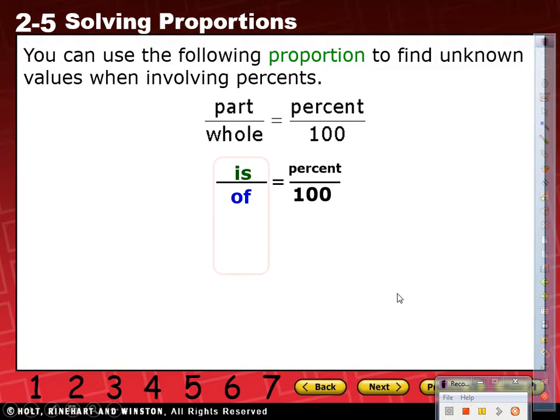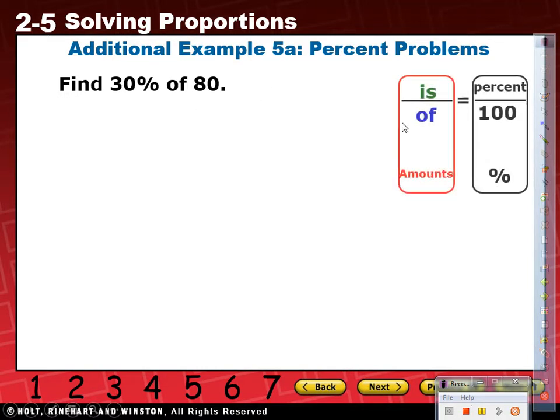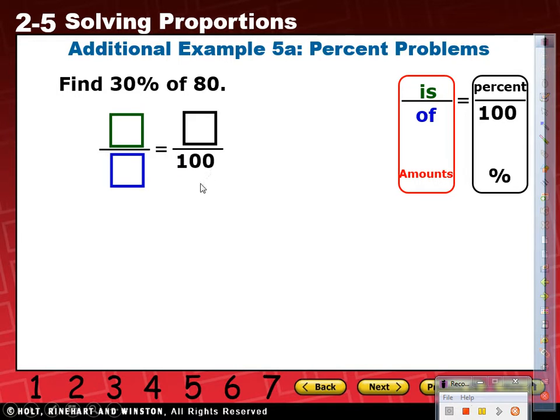Now check this out. How does that work? Let's say I give you this problem. Find 30% of 80. What was the proportion? Is over of equals percent over 100. So what I do, I write it blank over blank equals blank over 100. But now I know where each piece goes.